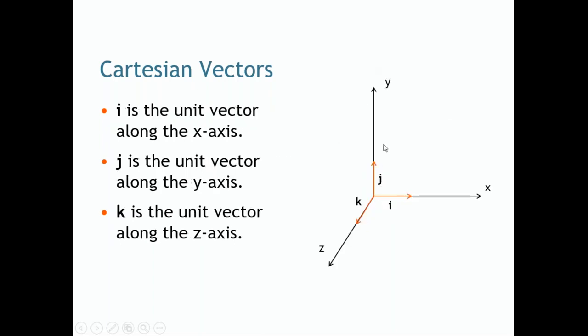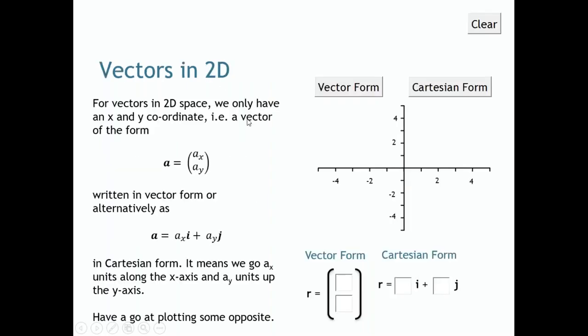If you look at it, this is our y-axis, this is our x-axis, and this is our z direction. Now from here, you see that i is the unit vector along the x-axis, j is the unit vector along the y-axis, and k is the unit vector along the z-axis.